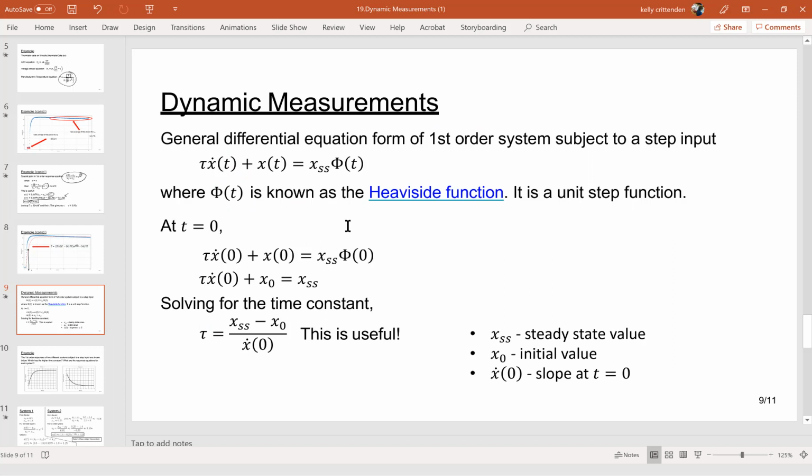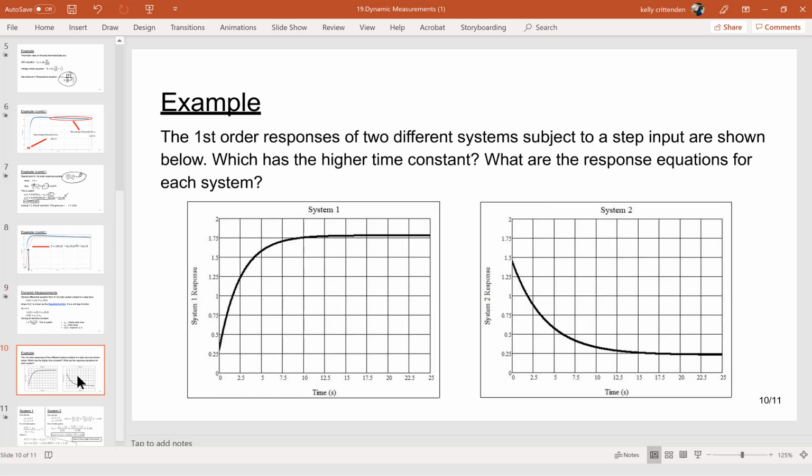Let's see. This is a different way to solve for the time constant, where you use the Heaviside function, which is basically a step function. It's just a different way to do it. So here are two sets of data. We've got one set of data from system one and one set of data from system two.